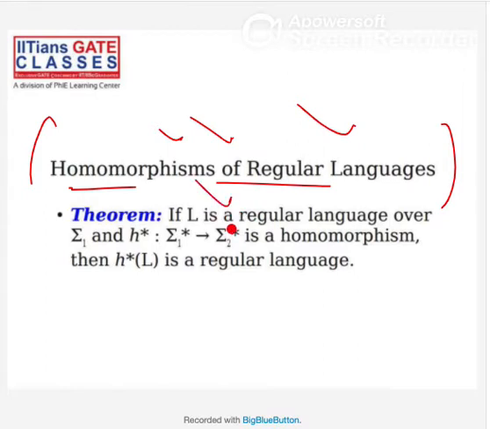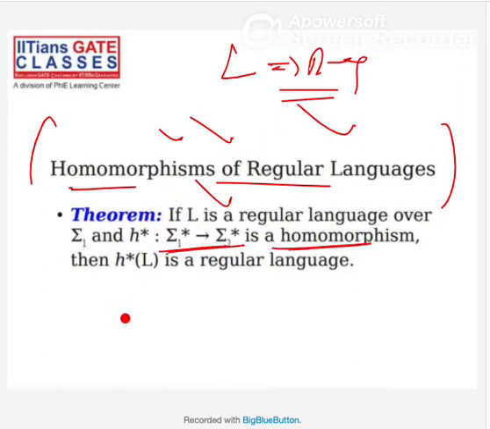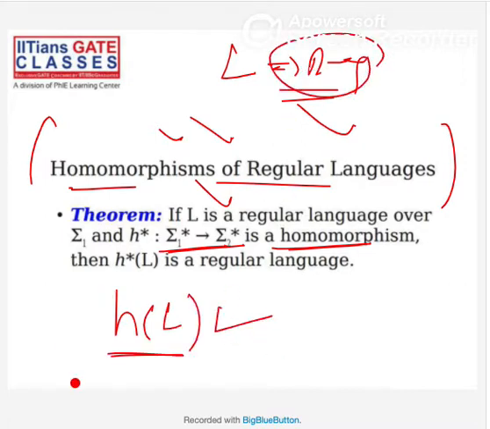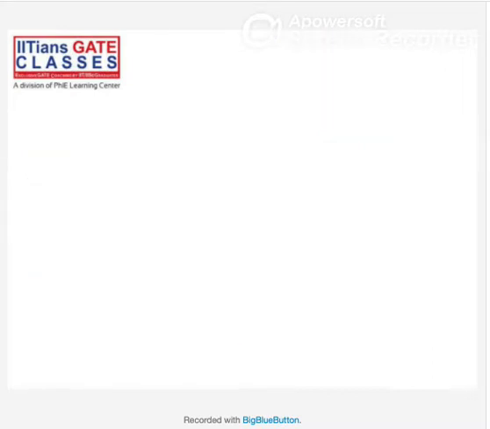Basically, if you have a regular language L, so L is a regular language, okay, and some homomorphism h is given to you, then h of L will also be regular. Okay, so regular languages are closed under the homomorphism operation. So this is an important result.